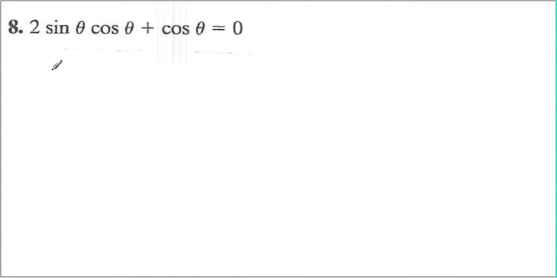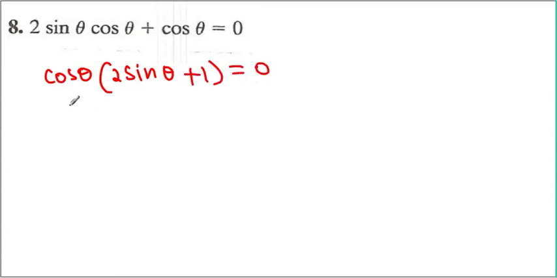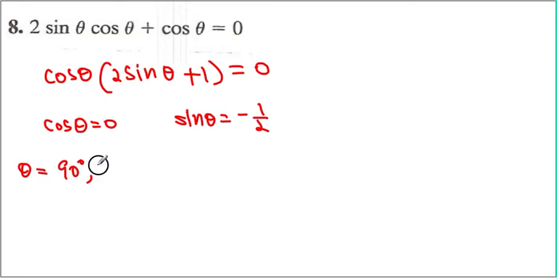Here, as you can see, cosine theta is common. Then we have 2 sine theta plus 1 equal to 0. Here, cosine theta has to be equal to 0, or sine theta has to be equal to -1/2. In this case, we realize that theta has to be equal to, yes, that's right, 90 degrees or 270 degrees. Here we get to realize the sine has to be negative, so theta has to be in the third and fourth quadrant. With the ratio being 1/2, that means the reference angle is 30 degrees. So we have 210 degrees or 330 degrees.